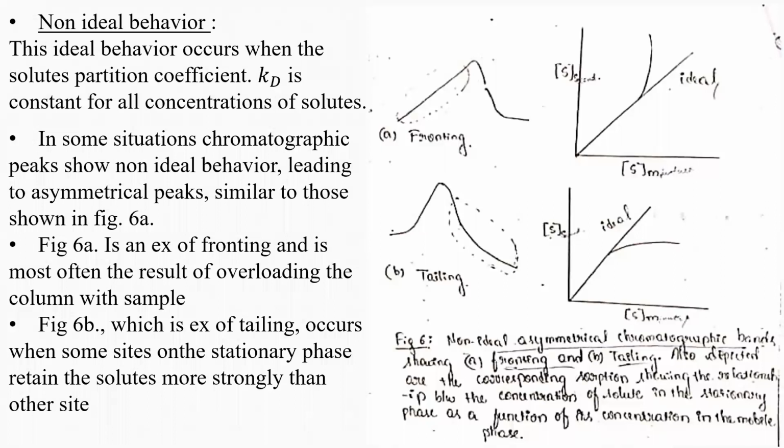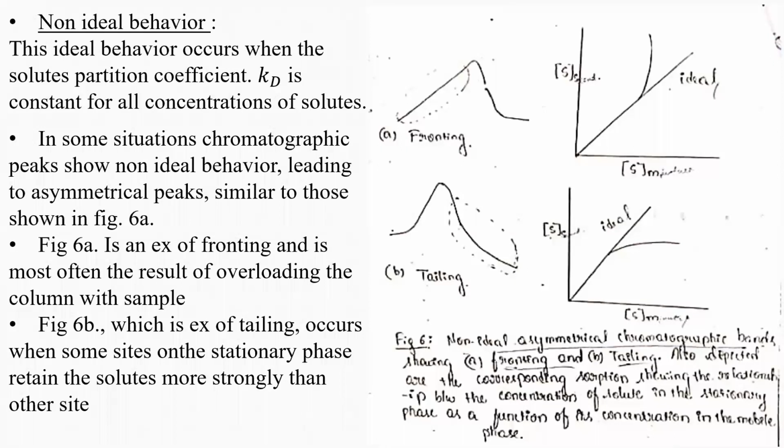Next one is non-ideal behavior. The treatment of chromatography assumes that a solute elutes as a symmetrical band, such as that shown in a previous chromatogram. This ideal behavior occurs when the solute's partition coefficient Kd is constant for all concentrations of the solute. In some situations, chromatographic peaks show non-ideal behavior, leading to asymmetrical peaks similar to those shown in figure 6a. The figure shows fronting and tailing.